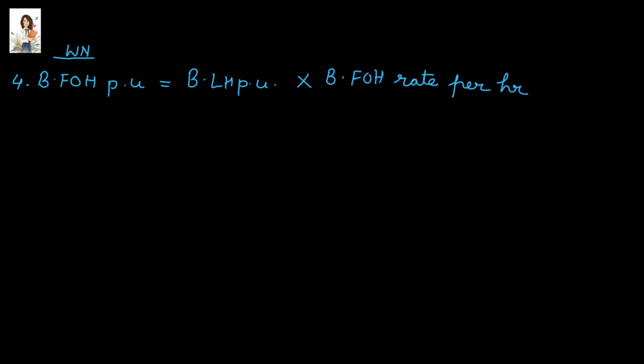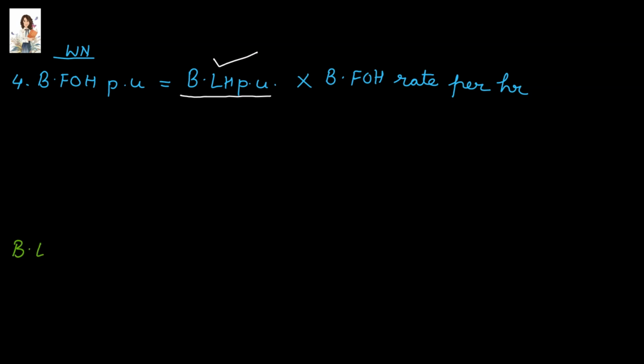Budgeted fixed overhead per unit is equal to budgeted labor hours per unit multiplied by budgeted fixed overhead rate per hour. In our formula, we have considered budgeted labor hours per unit, and this is because fixed overheads are absorbed on the basis of direct labor hours. If fixed overheads were absorbed on the basis of direct machine hours, then this would be budgeted machine hours per unit. We don't know this figure, so let's calculate it.